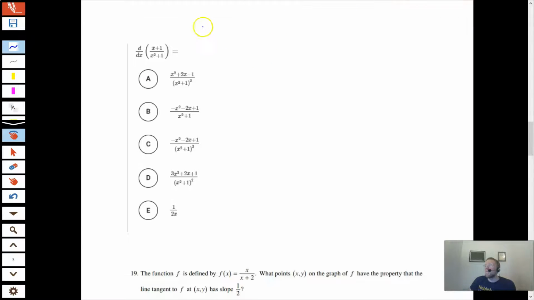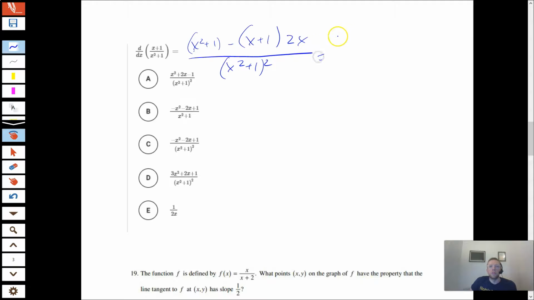This one's easier. So I want the bottom, x squared plus 1, times the derivative of the top, but the derivative of the top is just 1, this is 1x, right? Minus the top times the derivative of the bottom, so that's x plus 1 times 2x, the derivative of the bottom, all over x squared plus 1 squared. Okay.